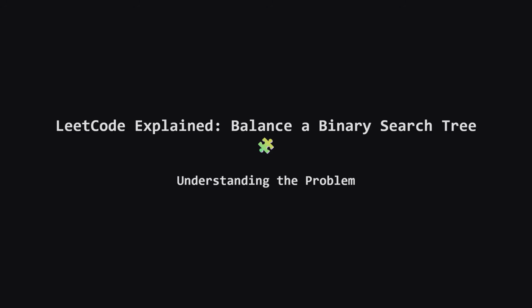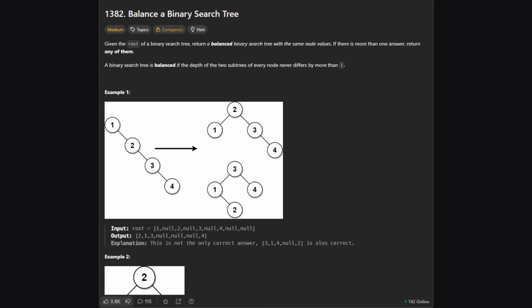Hello and welcome back. Today we are tackling a classic tree problem: balance a binary search tree. If you've ever worked with binary trees, you know that they can get messy and lopsided, which ruins their performance. This problem asks us to fix that. We're going to break down exactly how to take a messy tree and turn it into a perfectly balanced one. Let's get started. Here is the goal.